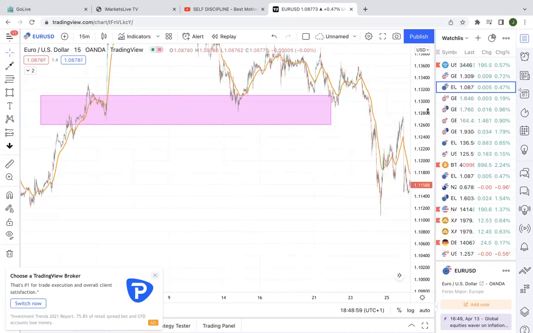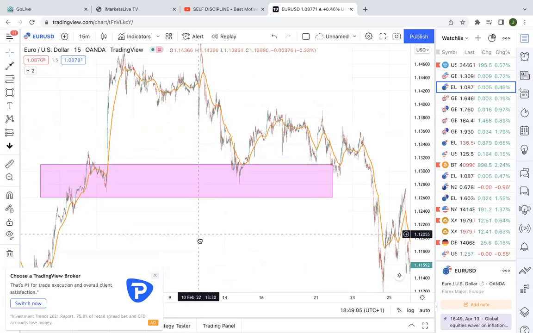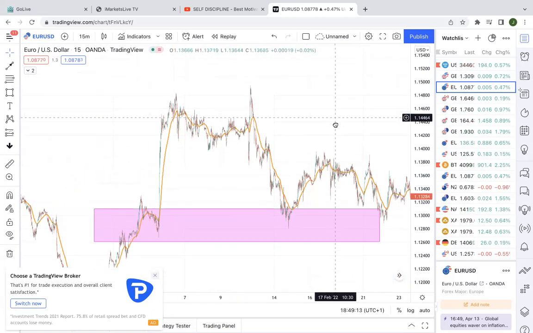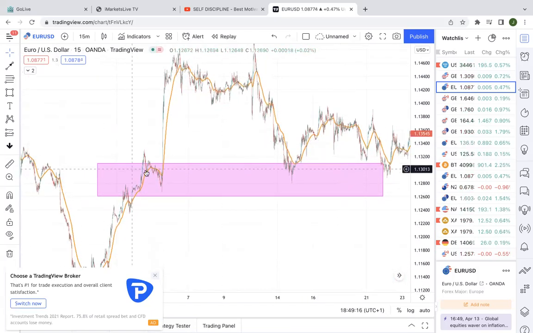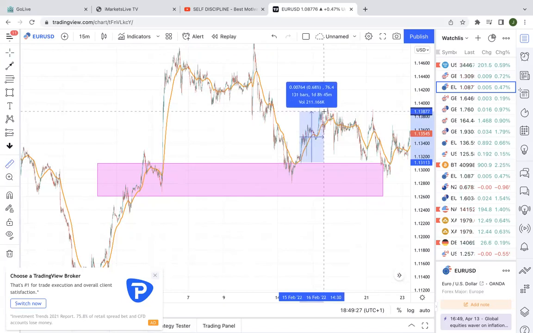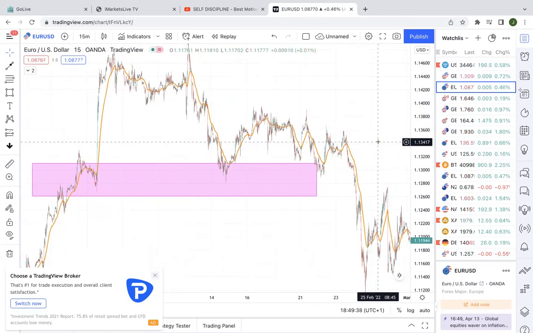And this is when you will start to find your entries, right? Why is this not even? Here we go. This is where you will start to find your entries. So we saw here, we had a rally, we had a base, we had a rally. It came back down into the zone. And then you could have taken it for a few pips, like 80 pips, right? Does that make sense, guys?